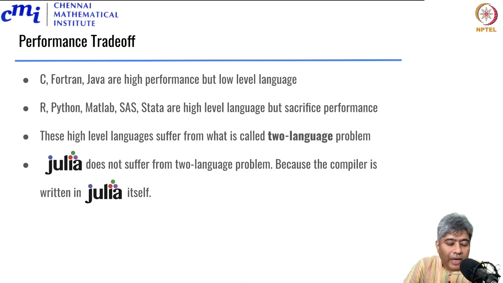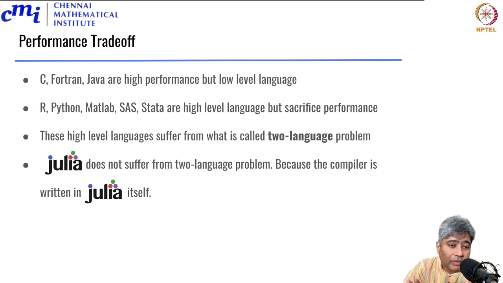Now there is a big performance trade-off. So what is this performance trade-off? We know that C, Fortran, Java, these are high performance but low level languages. So you have to be really expert. It is difficult to get an expert who is very good in C, Fortran or Java programming and at the same time is a very good data scientist.